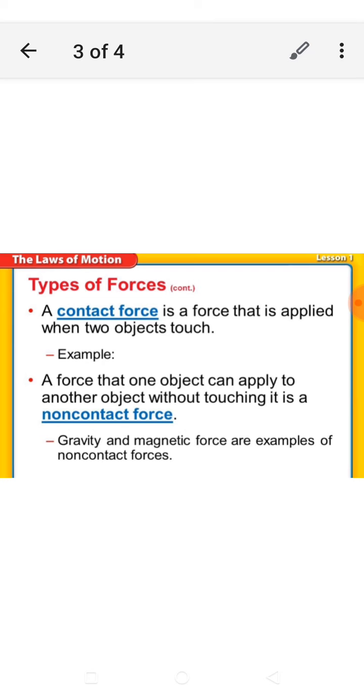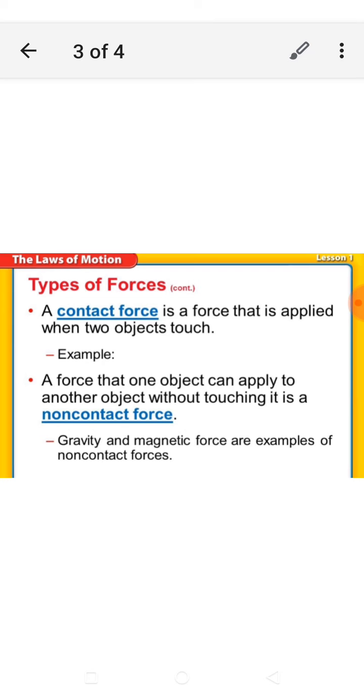So there are two types of force, that is contact force and non-contact force. So friends, what is contact force and what is non-contact force? Firstly, we will learn the definition of contact force. A contact force is a force that is applied when two objects touch.